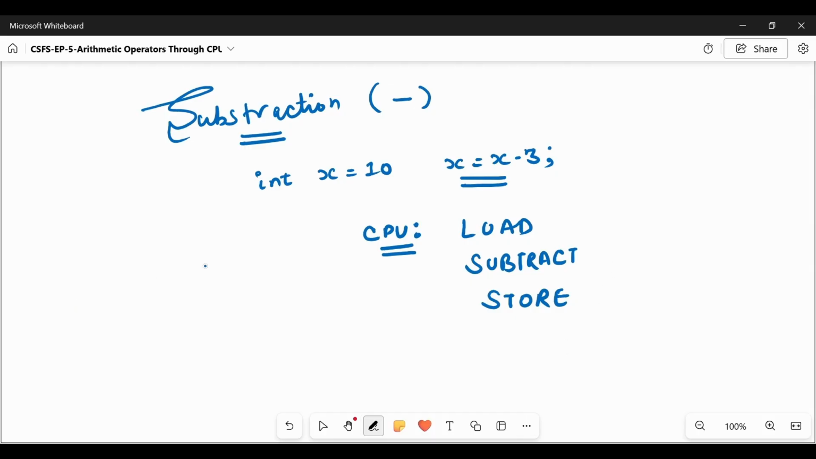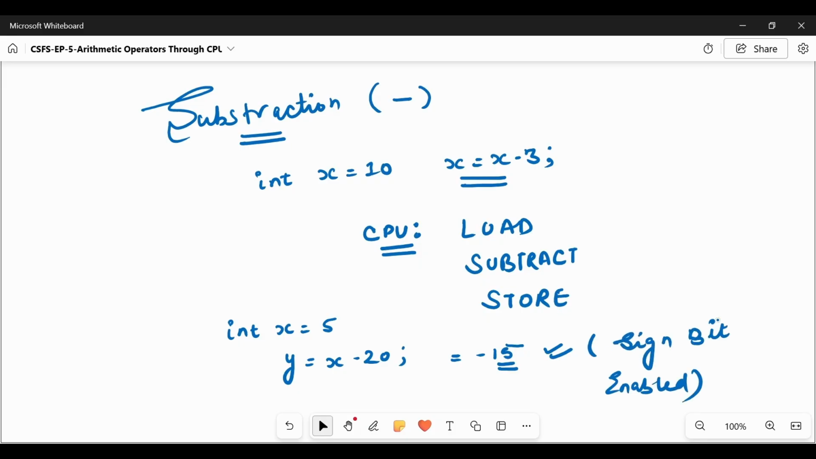When we have some negative results, like in that case, when int x is 5 and y is x minus 20, the answer will be minus 15. So this is signed arithmetic, and we can do it in the same format, only the sign bit now comes into the picture. The sign bit should be enabled to represent the sign value.